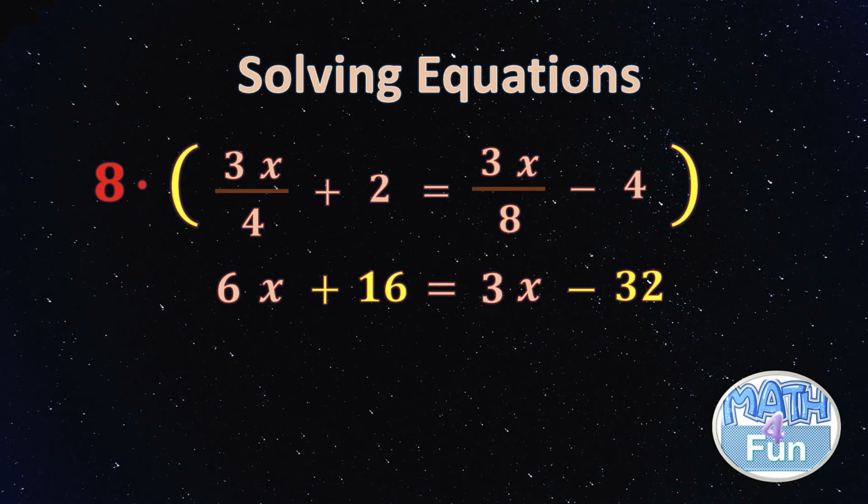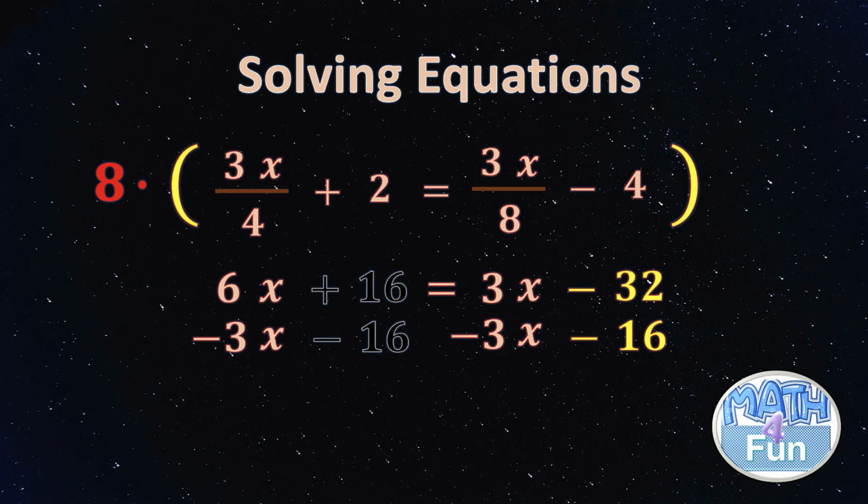What do we do in this case? Do you want to use the shortcut or the normal way? Let's do the shortcut. So we want to move the numbers to the right side and x to the left side. So we add negative 16 on each side. And we can add negative 3x also on each side. What would happen here?